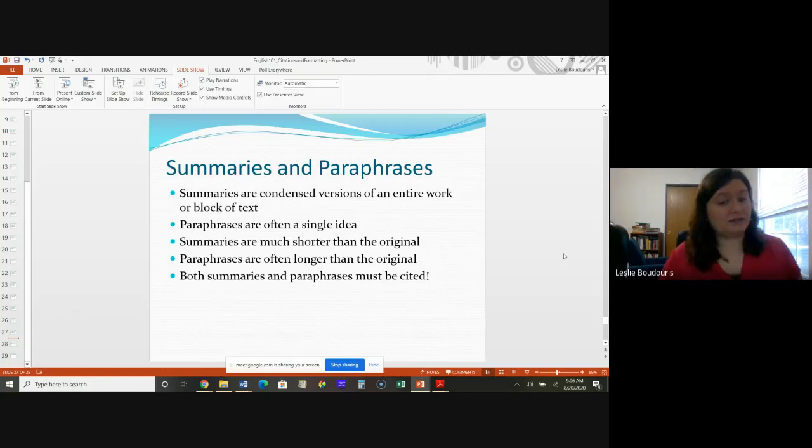Summaries and paraphrases. A summary is a condensed version of an entire work. A paraphrase is often a single idea. So you might summarize a book or a chapter, and paraphrase a few sentences or a paragraph. Both of them include you putting something into your own words without quoting it, but a summary is a larger work, and paraphrasing is a smaller work, like a paragraph or a sentence.